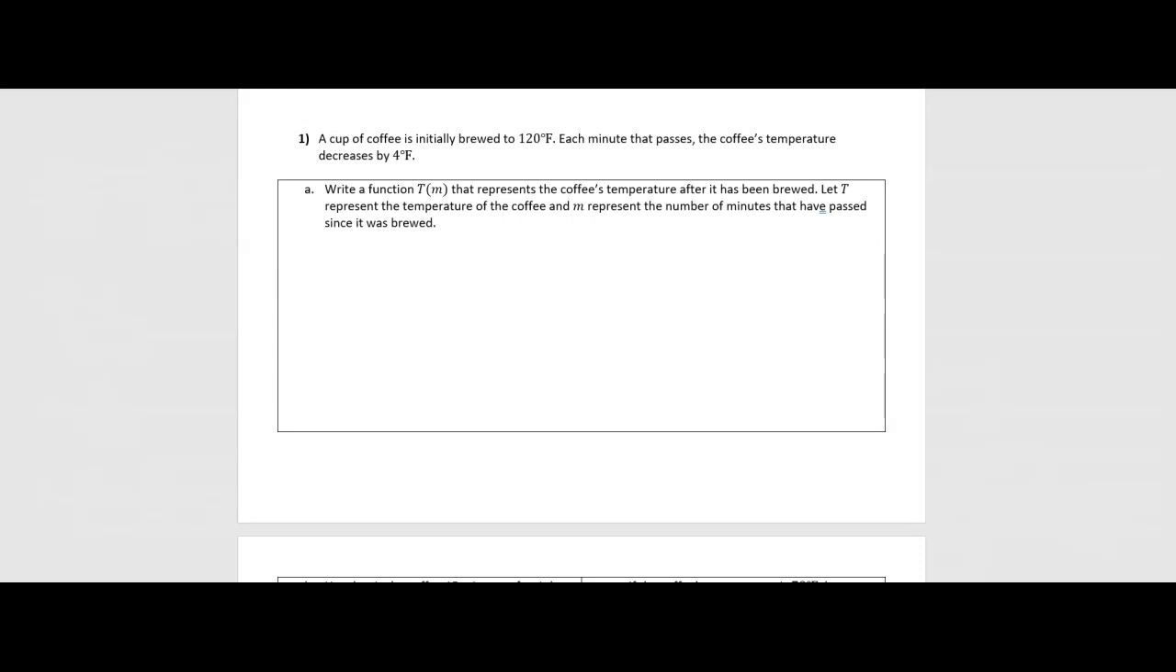So again, sometimes it helps to write out an equation in words before we then go ahead and substitute in numbers and variables. So we can start off with the coffee's current temperature.